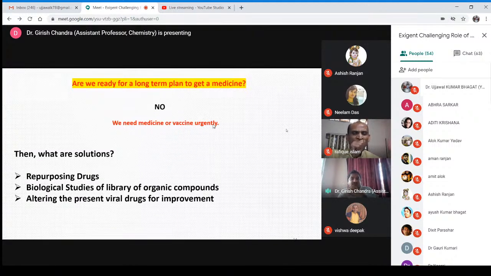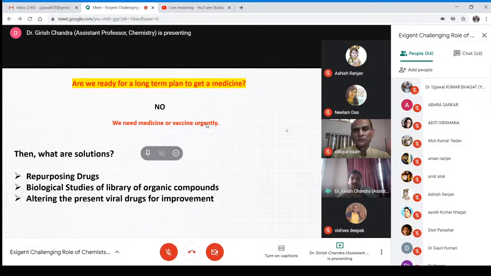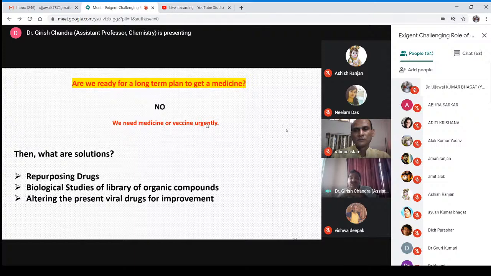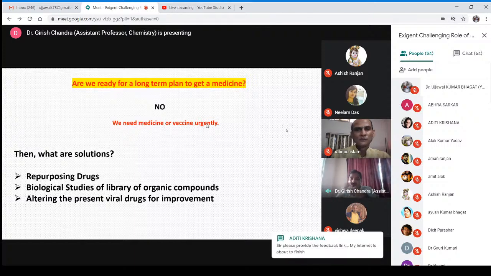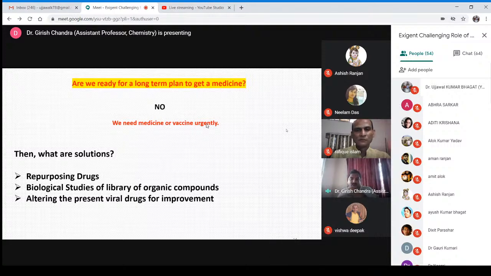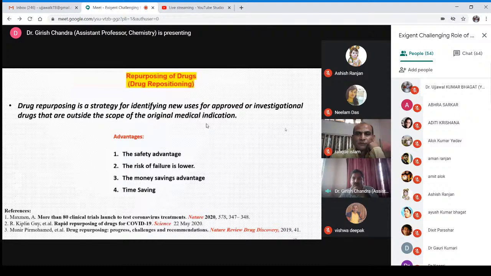There are three kinds of solution. Particularly, I will say two kinds of solution. We can use repurposing of drugs. And the second one is to study an already synthesized library of compounds for getting medicines against COVID-19. And the third one is not related to the present scenario, but it also has a very important role, that is altering the present antiviral drugs for improvement. One by one, I'll discuss them. The concept of repurposing has already been discussed, so I will go fast.